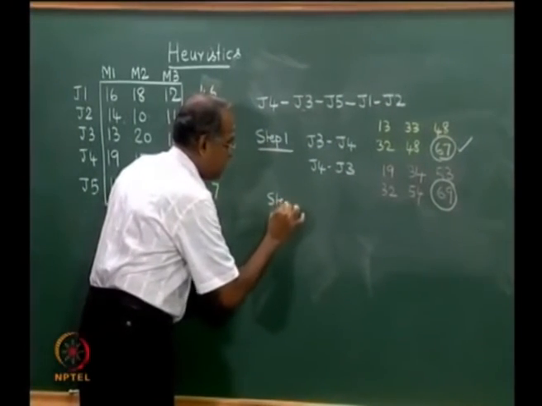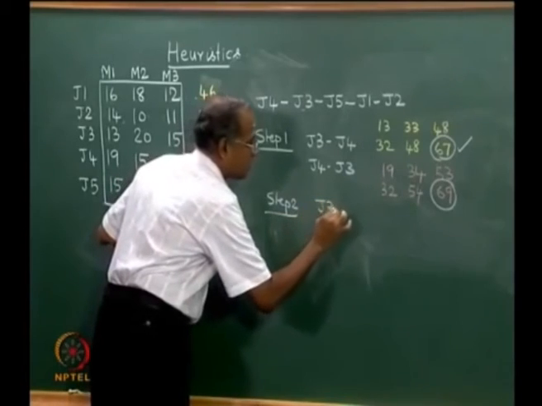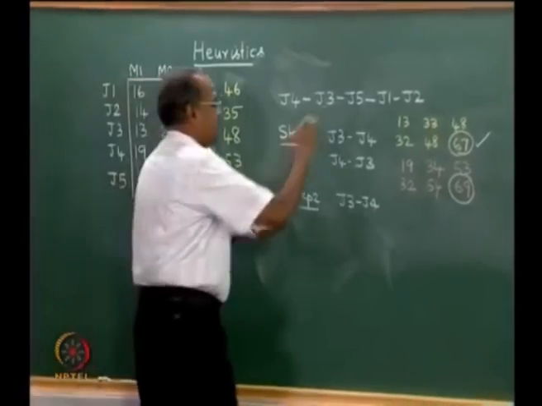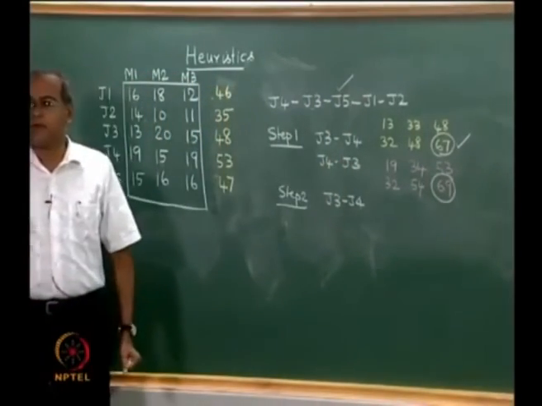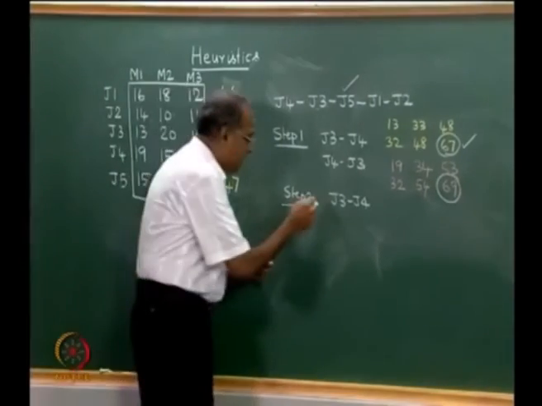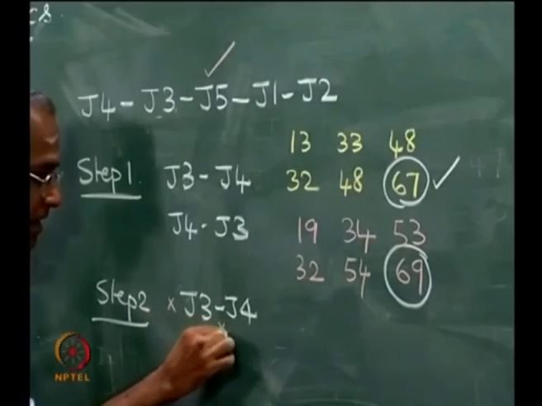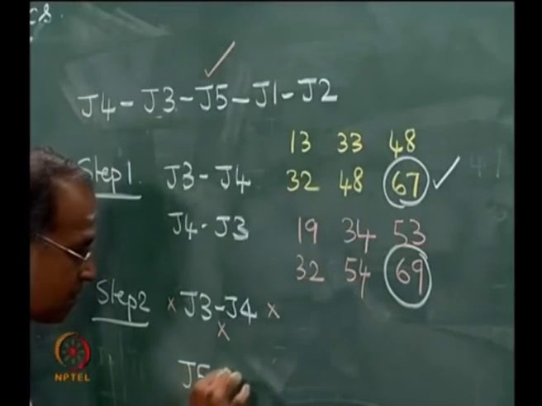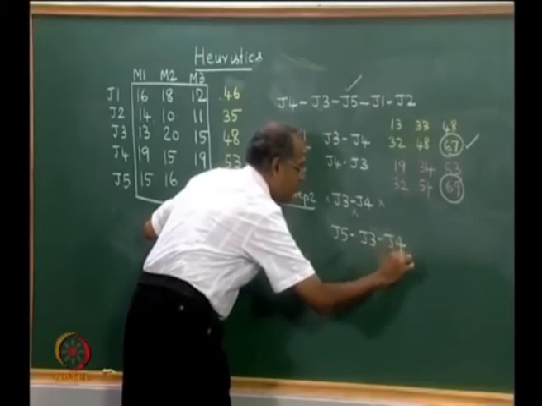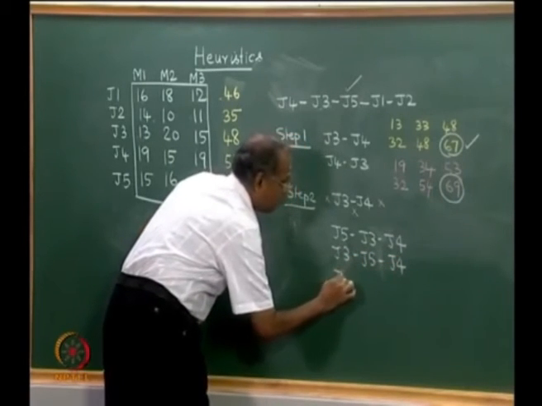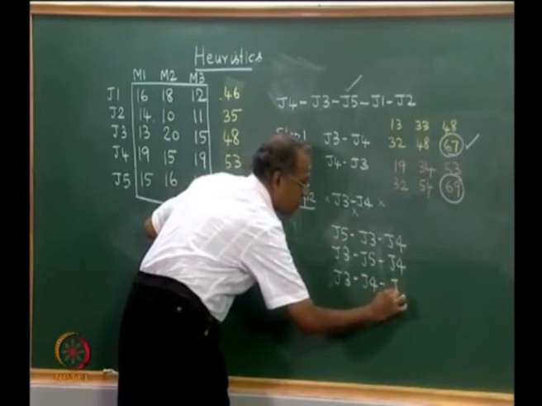Step 2, choose J3 J4. Now take the next job here, which is J5. Now J5 can be squeezed in 3 ways. J5 can come here, J5 can come here, J5 can come here. So you could have 3 sequences which are J5, J3, J4, J3, J5, J4, J3, J4, J5.